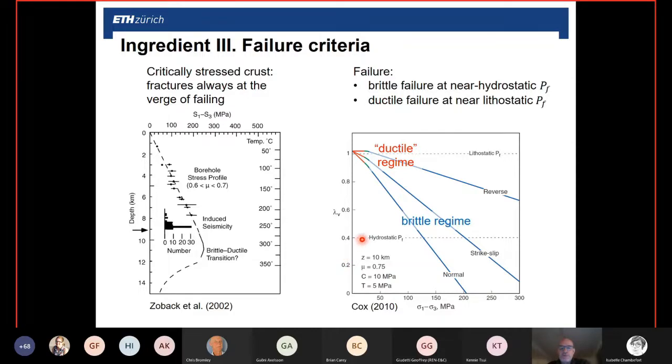So if you have hydrostatic pressure and you assume a density of water of 1 gram per cubic centimeter and of rock of 2.5, then 1 divided by 2.5 is 0.4. So hydrostatic pressure is approximately here. Or if you're in a ductile regime where you do not have connected porosity that comes to the top, you have fluids under lithostatic pressure, then you're here at 1.